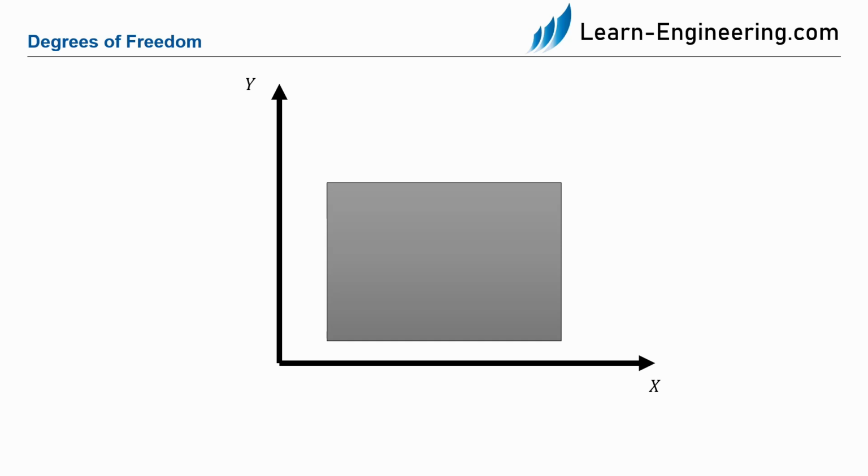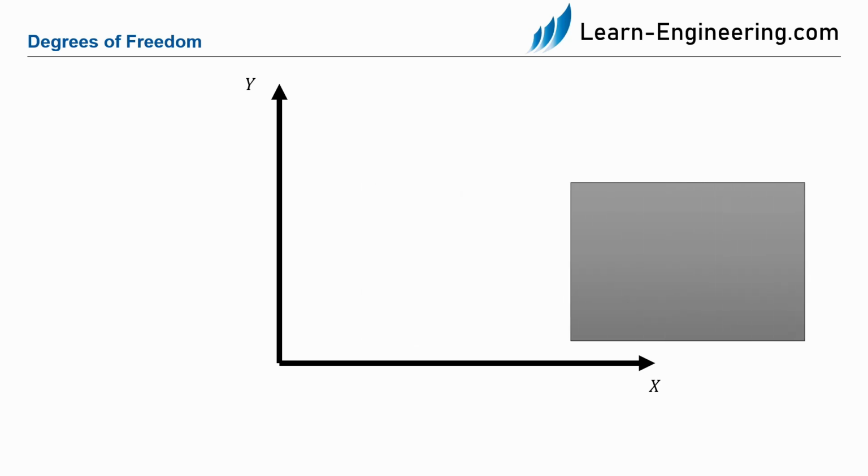In this slide, I want to talk about the degrees of freedom. In the following example, we see a rectangular body. This body is two-dimensional and is located on the xy coordinate system. How can the body theoretically move on this coordinate system?